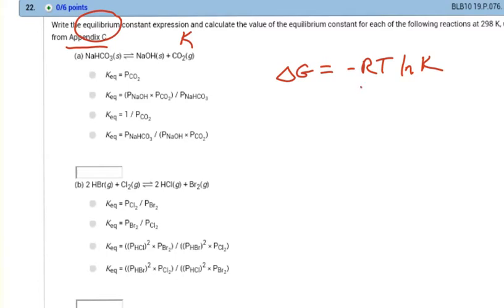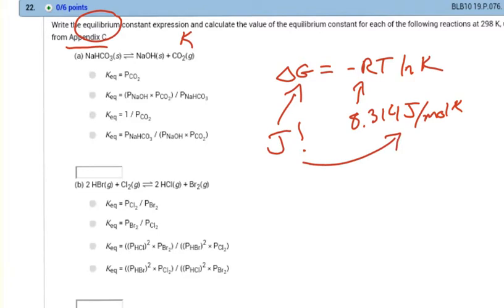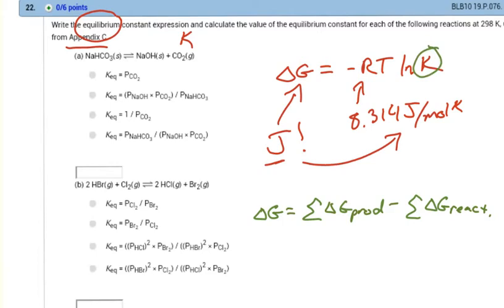Remember that R is going to be 8.314, and that's in joules per mole Kelvin. So our answer, when we do it, we need to make sure that our delta G value is in joules. If it's not, it's not going to work because those two need to be the same. And I believe in Appendix C, they're going to give it to you in kilojoules. So before you use it, make sure that you've got it in joules. So we can find K if we know the delta G value, R, and the temperature it's run at.